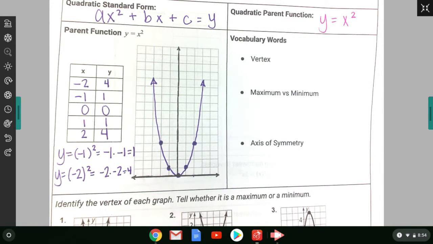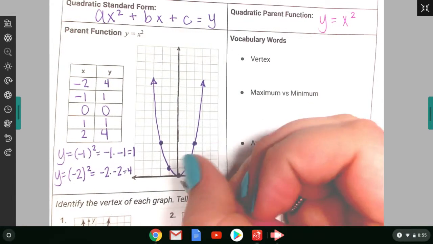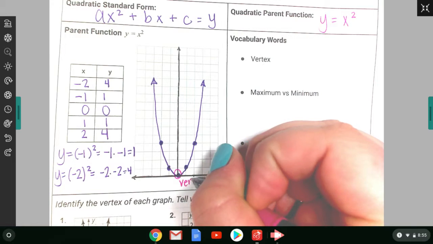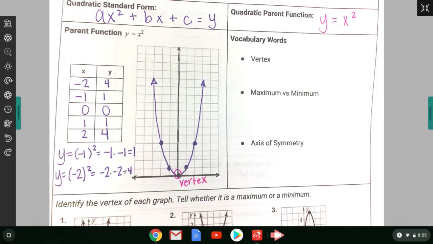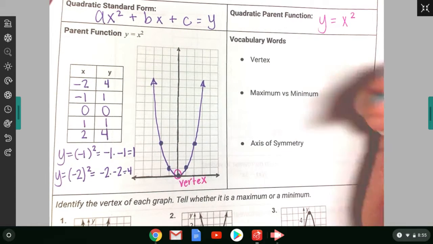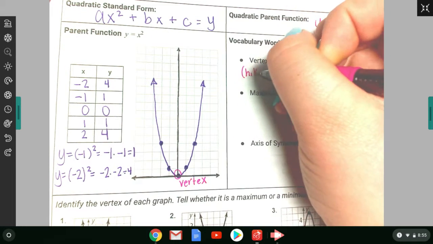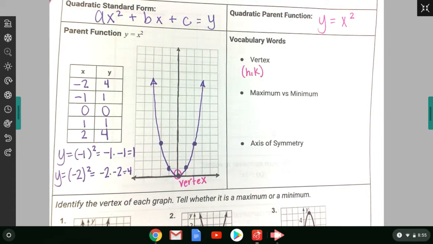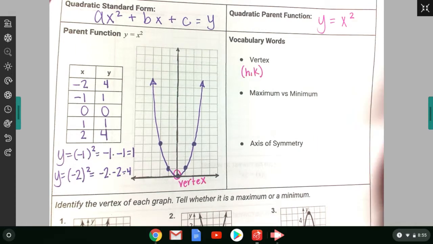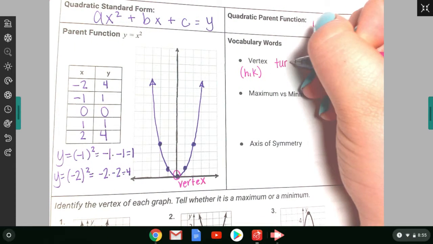Let's talk about this function a little bit with some words we'll use. Our vertex, in this case, is at (0, 0), but that vertex is what we're going to end up later calling (h, k). I just want to show that to you ahead of time. But the vertex is the turning point of the graph.